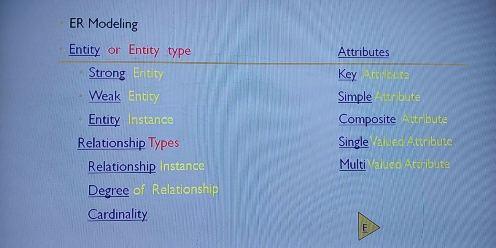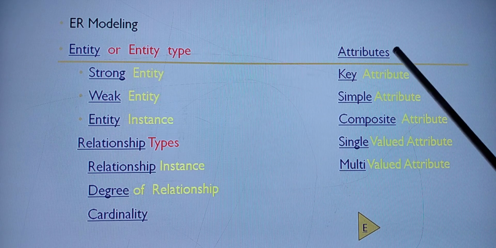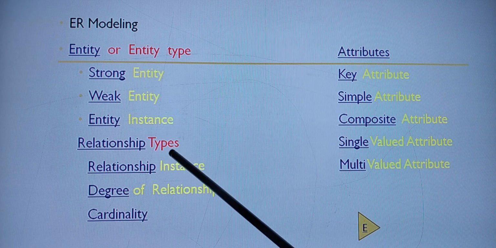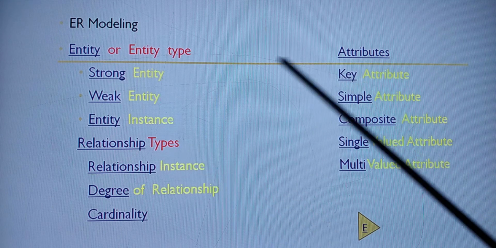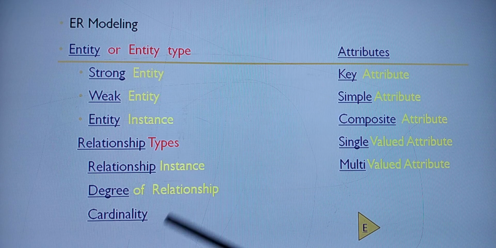These are the points that you have under the ER model. Just now we discussed that you have three concepts. What is the first concept? It is the entity or entity type concept. Next one is attributes, and the third one is relationship types. These are the three ER model concepts that are available, and now we are going to discuss each and every one.